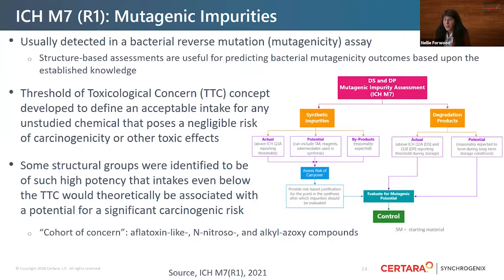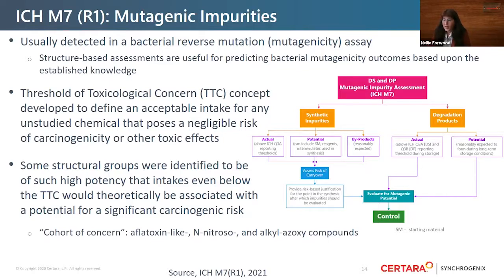A value of 1.5 micrograms per day, corresponding to a theoretical 10 to the -5th excess lifetime risk of cancer, can be justified. Some structural groups were identified to be such high potency that intake even below the TTC would theoretically be associated with the potential for a significant carcinogenic risk. This group of high potency mutagenic carcinogens are referred to as the cohort of concern. And this group comprises aflatoxin-like, N-nitroso, and alkyl-azoxy compounds. We'll discuss the N-nitroso compounds, which are the nitrosamines that we talked about a couple minutes ago, but we're going to discuss them more in depth later.